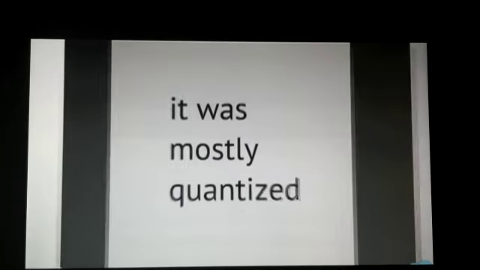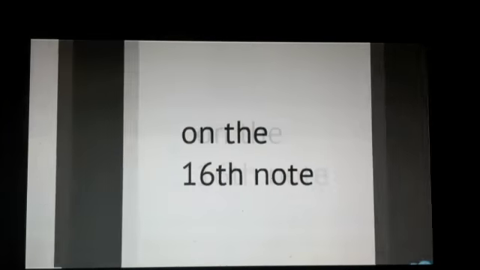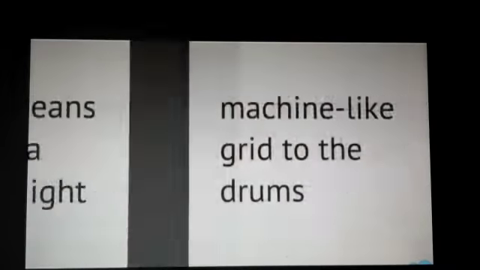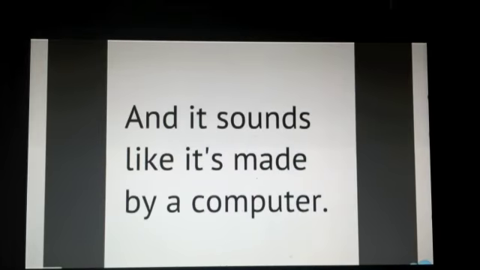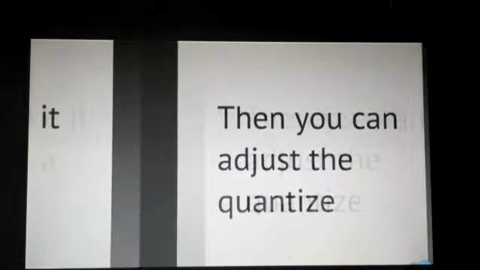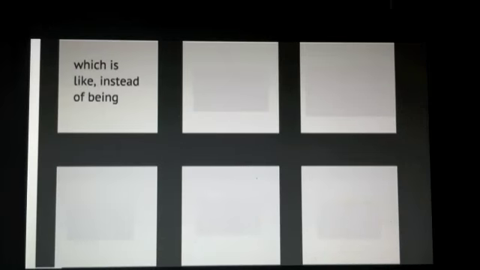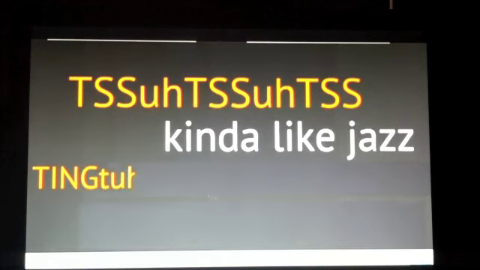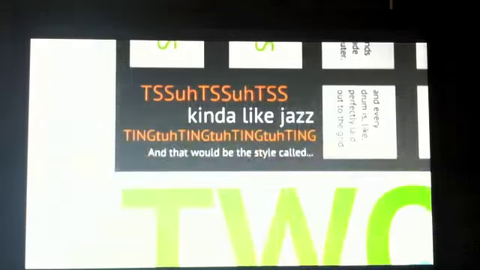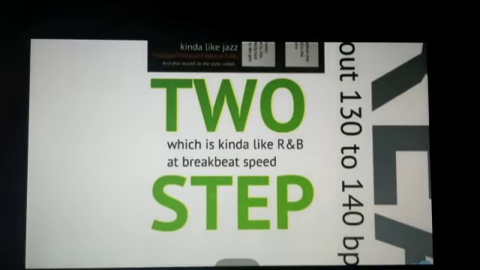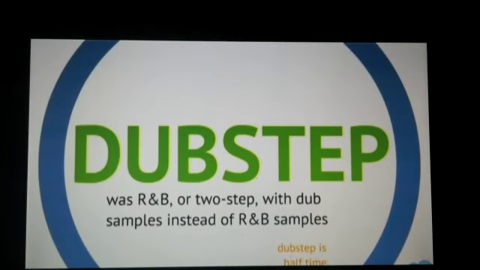It was mostly quantized on the 16th note, which means that it's a very straight, machine-like grid to the drums, and every drum is perfectly laid out to the grid, and it sounds like it's made by a computer. Then you can adjust the quantize and make it more of a shuffle, kind of like jazz, ting ting ting ting ting, and that would be the style called two-step, which is kind of like R&B at breakbeat speed. Dubstep was R&B or two-step with dub samples instead of R&B samples.